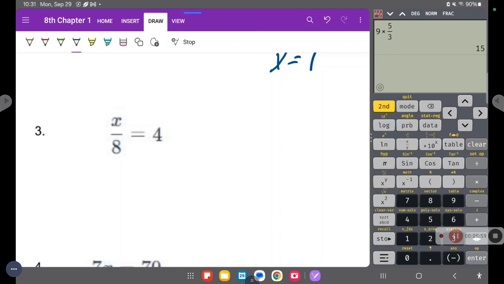So how are we going to multiply? What are we going to multiply by? Let me ask you that question. 8. So I'm going to put the 8 in parentheses on both sides. So what happens with the 8 over here on the left? Cancels out. So what am I left with? 4 times 8. Bring it down. And then bring down your equal. And then what is 4 times 8? 32. That's it. 32.